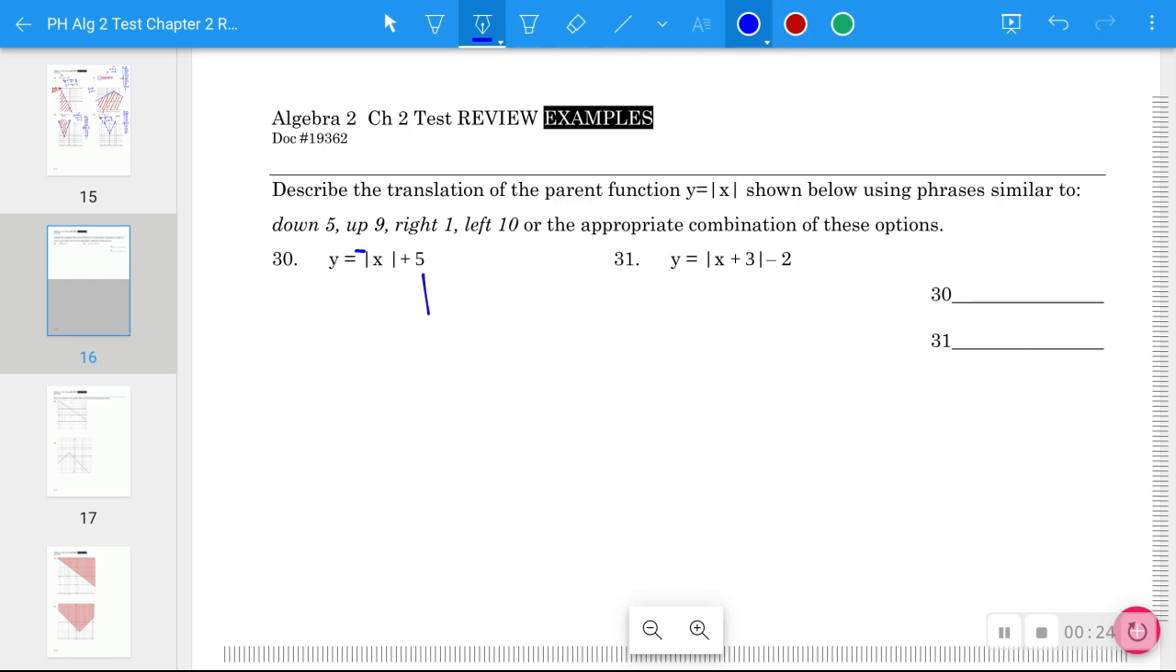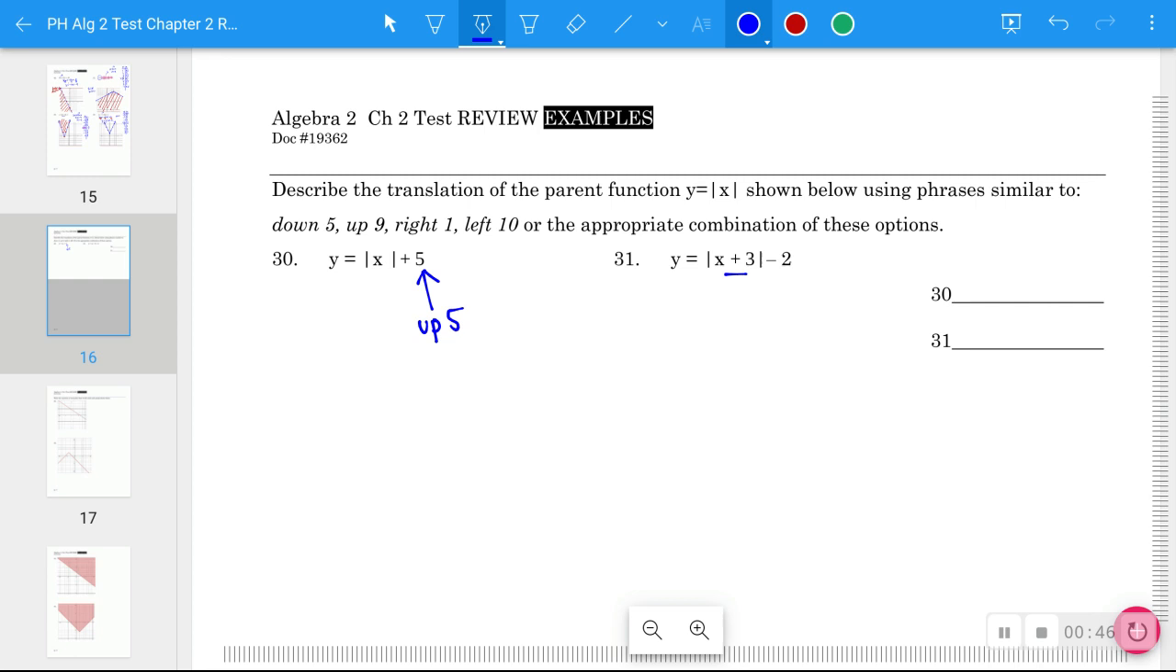The first, hang on, oh, it's not included in the list, so cancel that. Let's go with absolute value of x plus 5. When it's outside of the absolute value, you'll get an up and down motion, and you can trust the sign. So this one is going up 5.